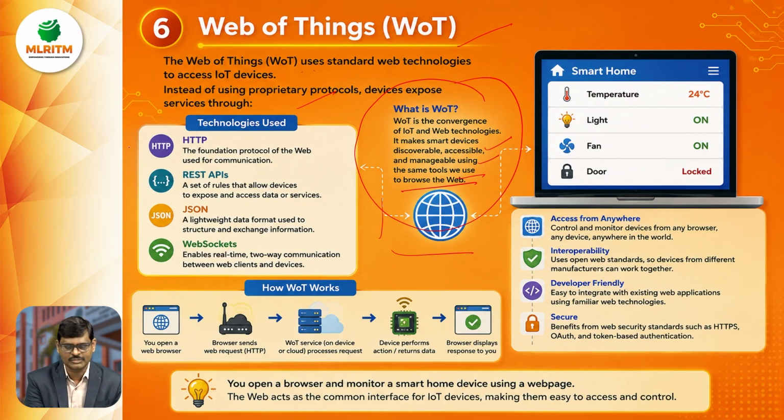For example, tools used include HTTP, REST APIs, JSON and WebSocket. Using any one of these tools, you can control the temperature, light, fan or these smart applications, not from your mobile phone, but from your website only. So how will it work? You open your browser and send an HTTP request to the server, and the device performs the action and displays the action on your system.